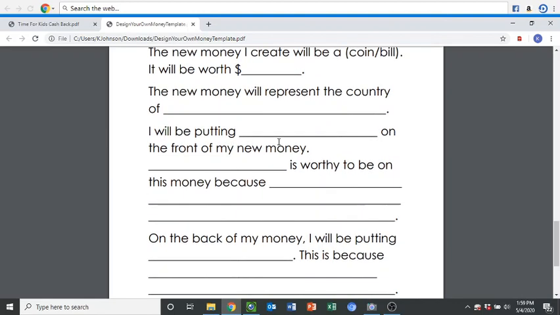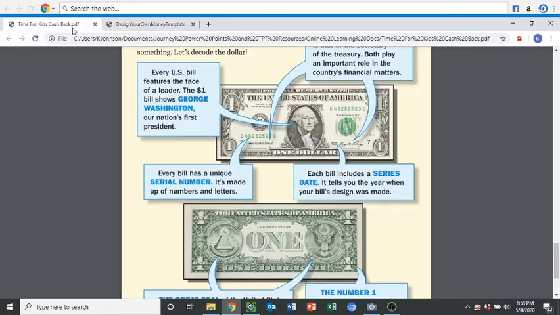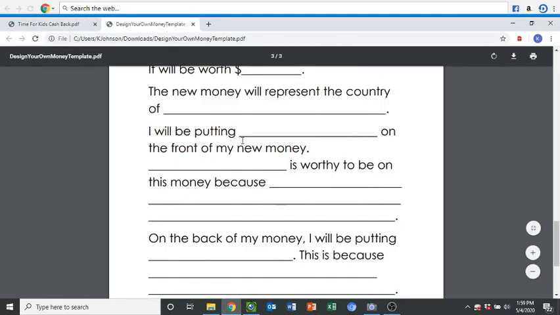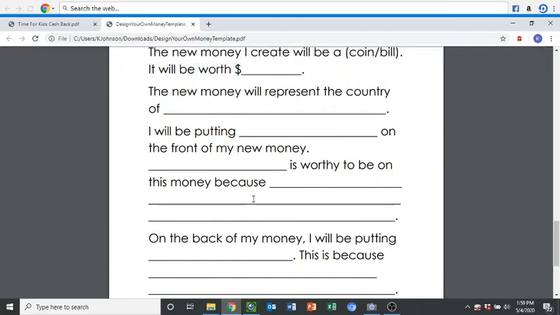I will be putting blank on the front of my money. So you need to think about the person. Just like George Washington is on the front of our $1 bill, you need to think about who you would put on the front of your money. And then you're going to tell us why that person is worthy, there's the word worthy, to be on that money. So you really need to think about someone who's worthy to be on that money. Like George Washington, who did a lot for our country when it was first getting up and going as a new country. So they need to be accomplished and have done something that's worthy.